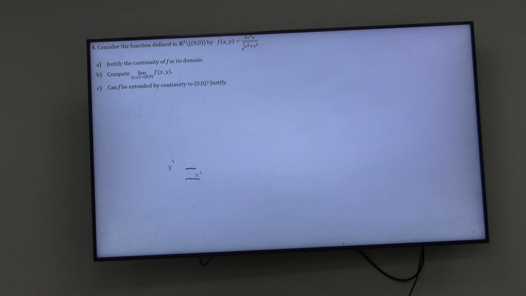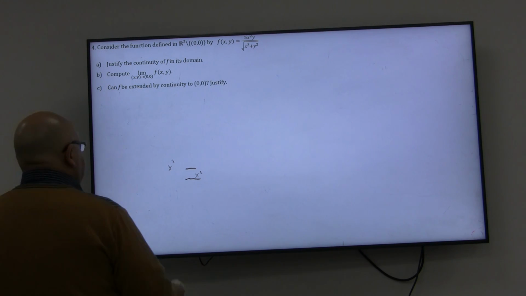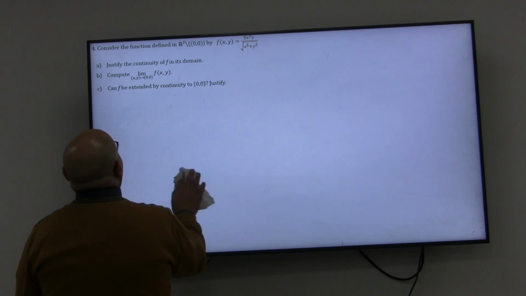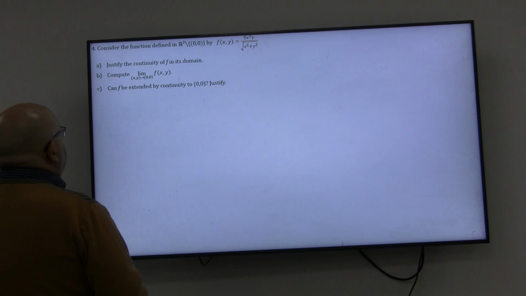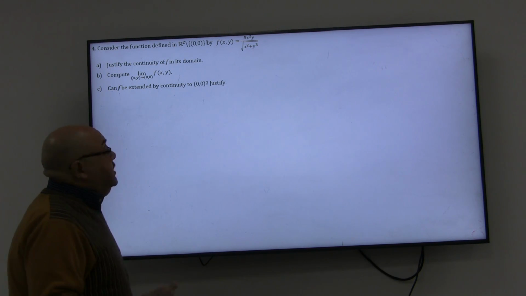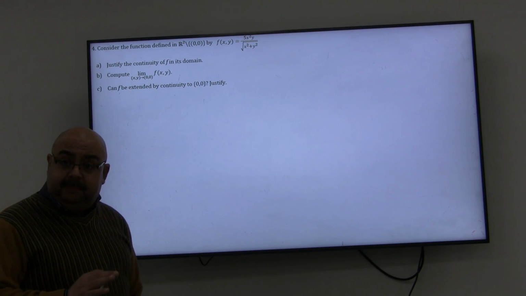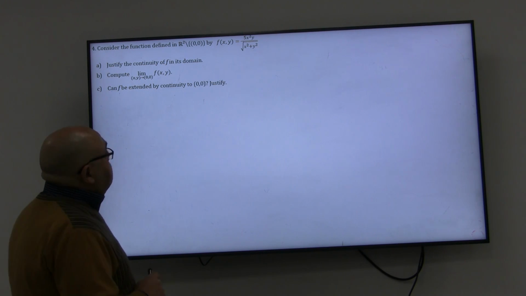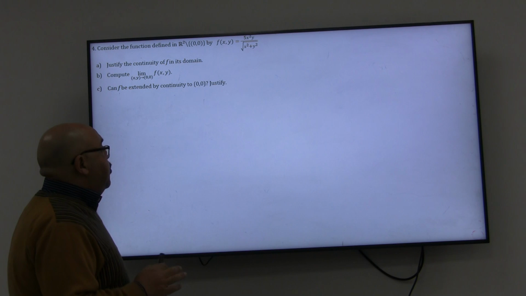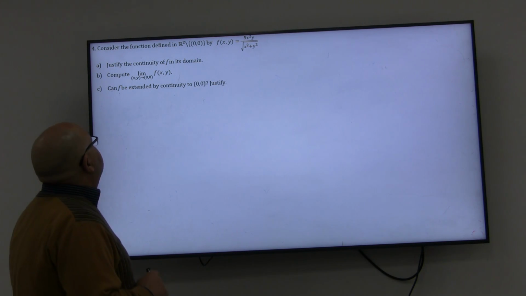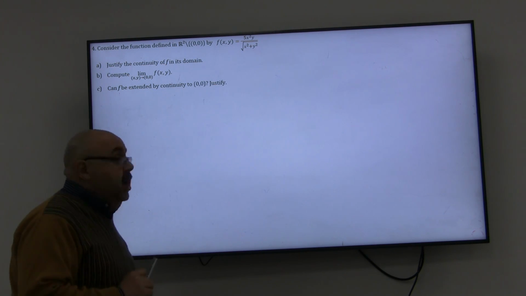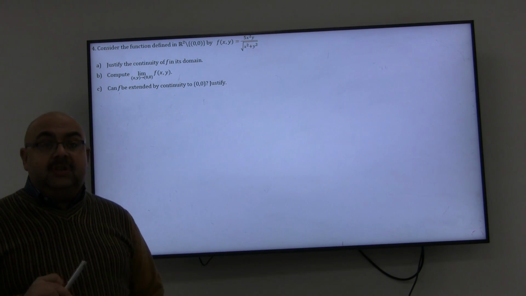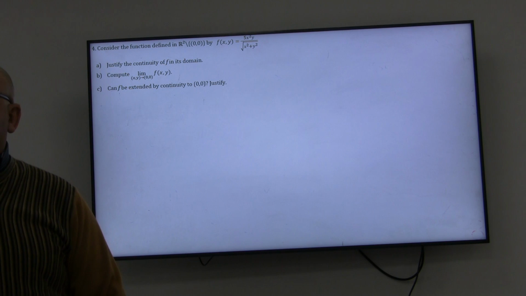Now, this is another problem from the worksheet, and he's asking you to consider the function defined on R squared except the origin. So the domain is R squared except the origin. For the function f(x, y) = 5x squared y divided by, of course, the square root of x squared plus y squared, I want you to justify the continuity of f in its domain. Of course, this function is continuous in its domain.